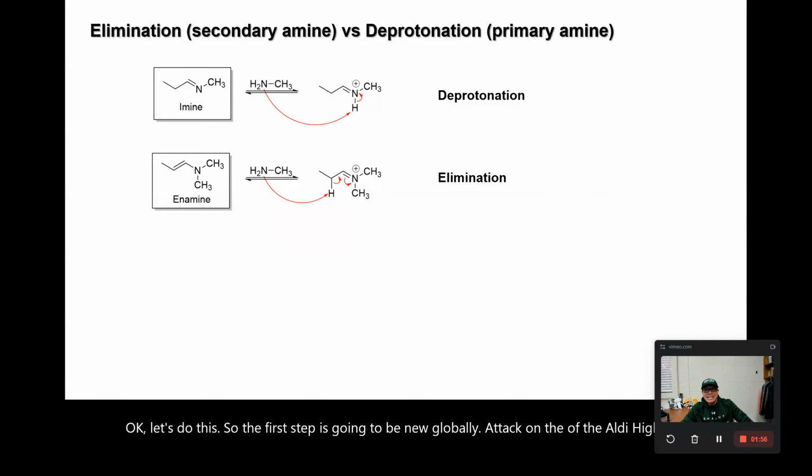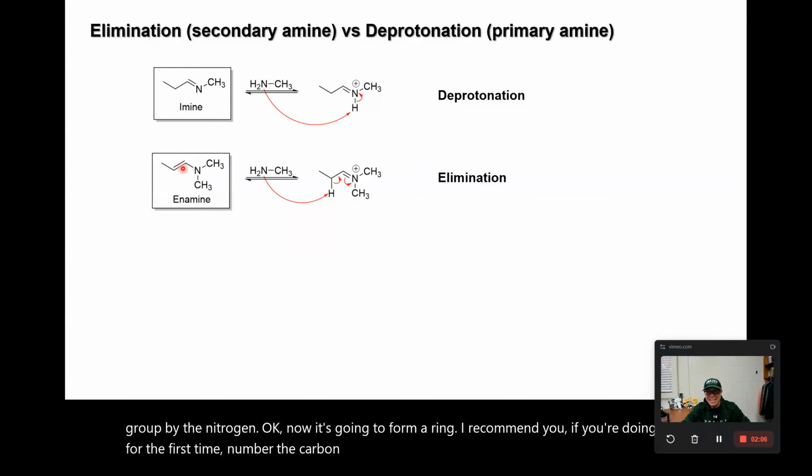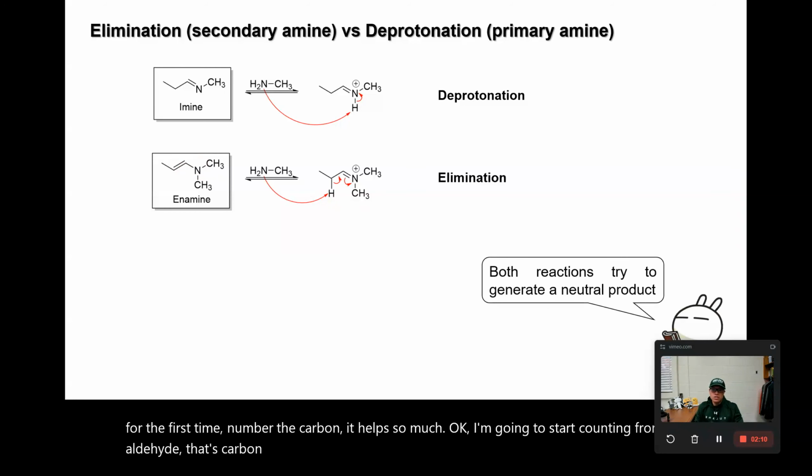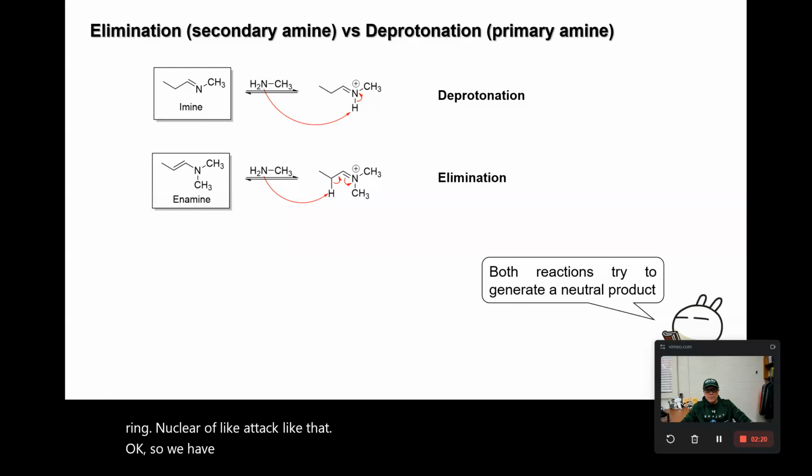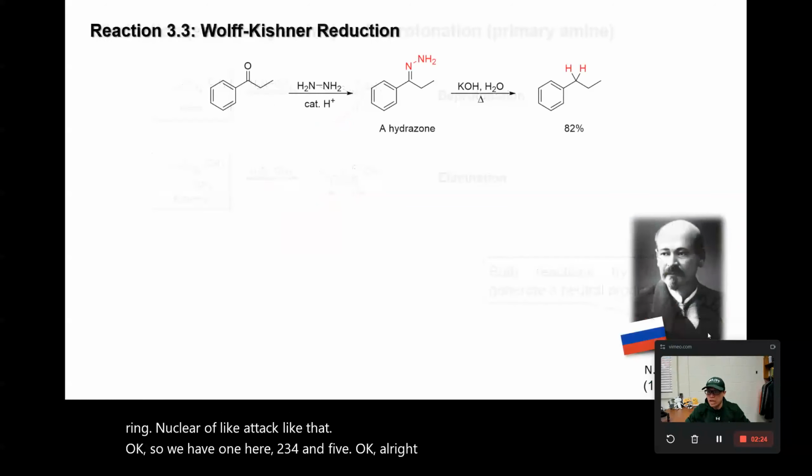So instead of deprotonation, this reaction is called elimination. And you get an enamine. This is an alkene, and then an amine, so we call it an enamine. Both reactions try to generate a neutral product basically, but the secondary amine doesn't have that extra proton to deprotonate, so you have to do elimination from the beta hydrogen instead. Okay, that's it. That's the enamine formation. Let's go to Wolff-Kishner reduction.